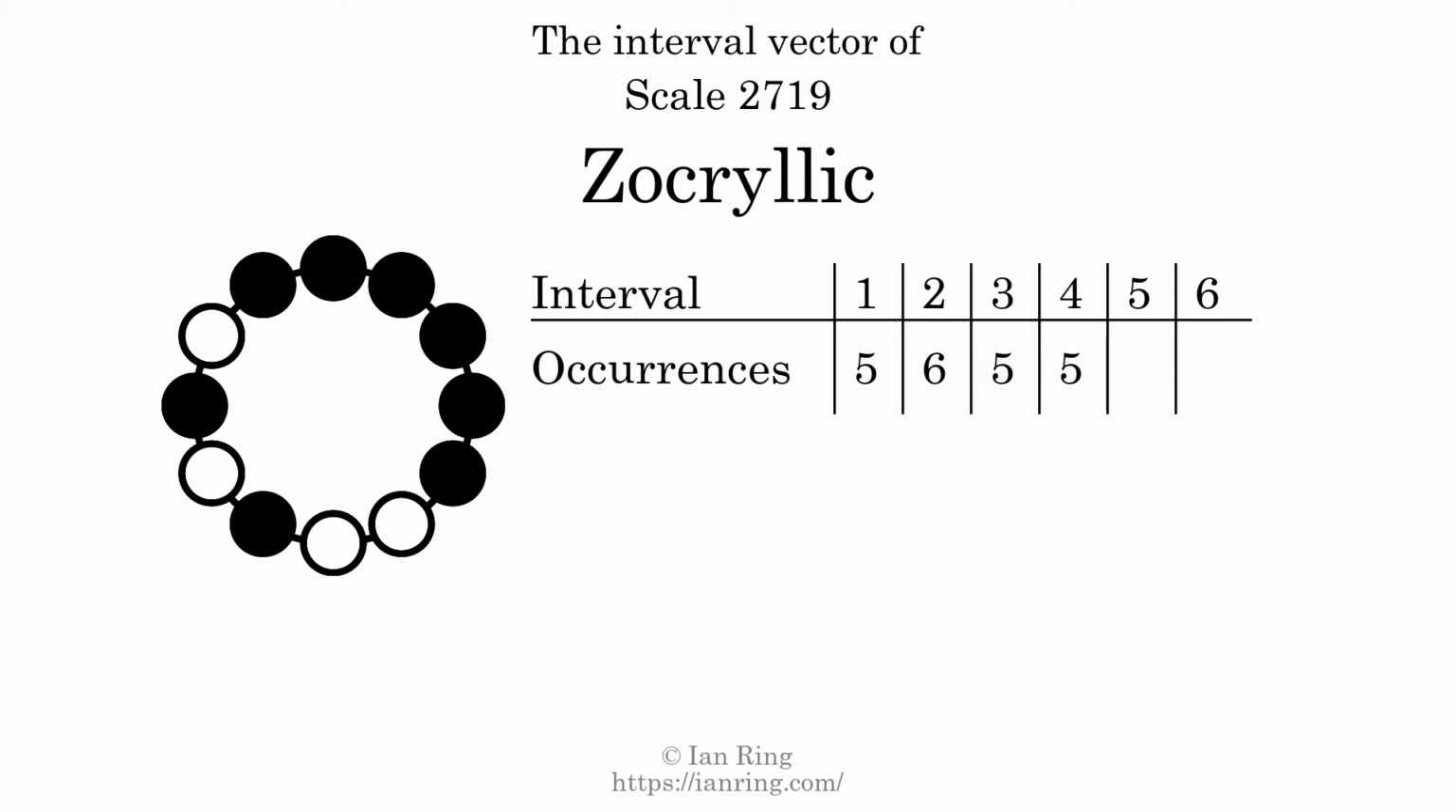There are 5 intervals with the size of 4 semitones. They are here, here, here, here, and here. There are 5 intervals with the size of 5 semitones. They are here, here, here, here, and here. There are 2 intervals with the size of 6 semitones. They are here, and here. Each interval does not appear in this scale a unique number of times, so this is not a deep scale.